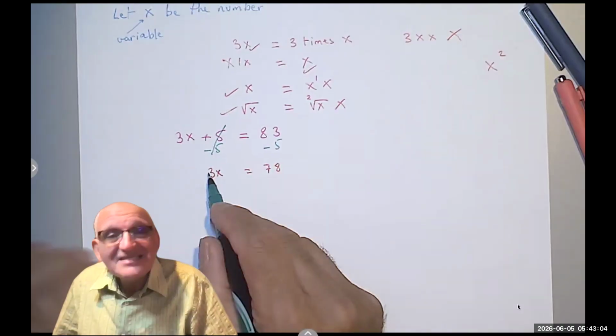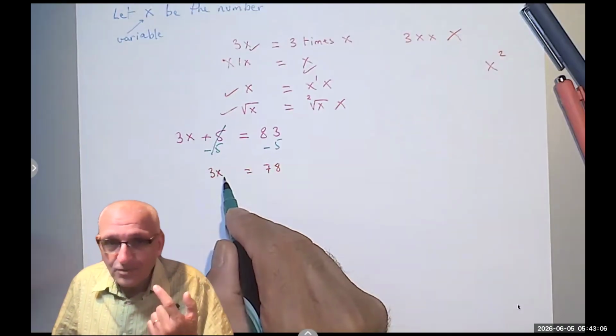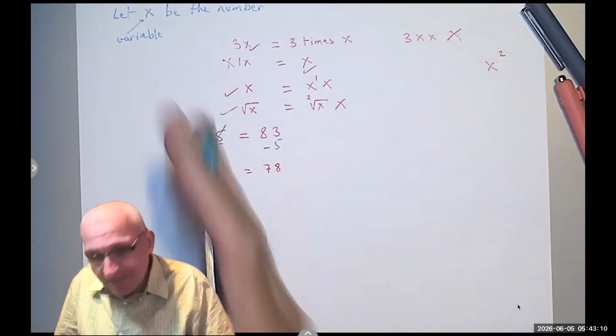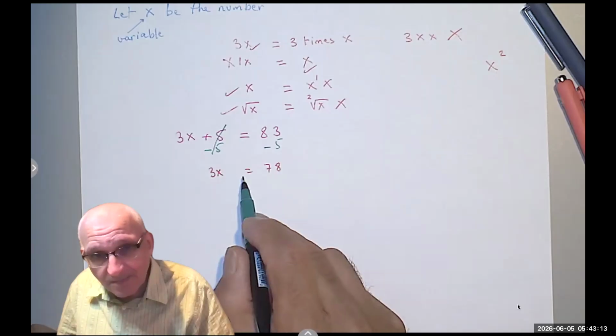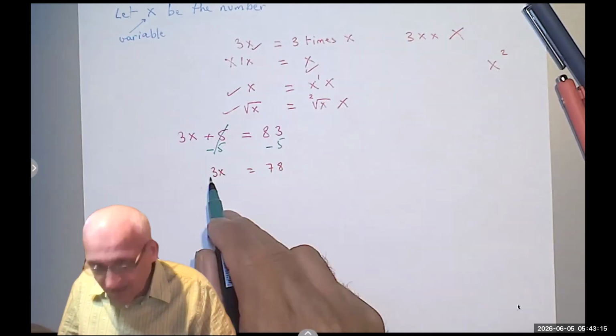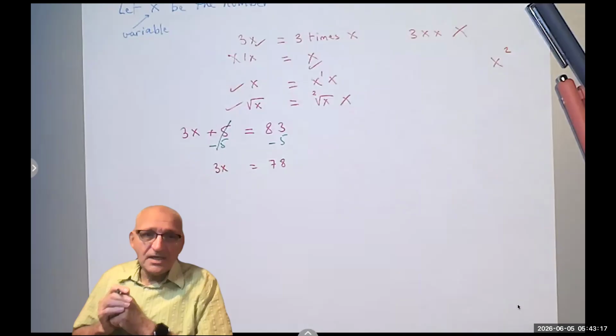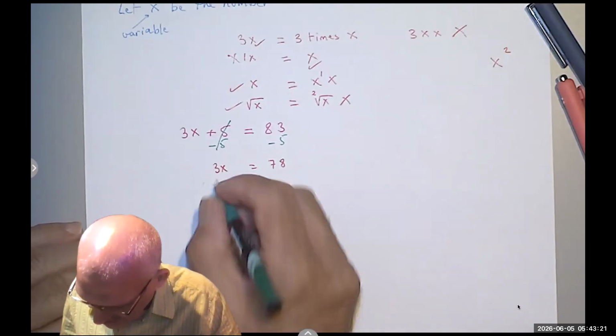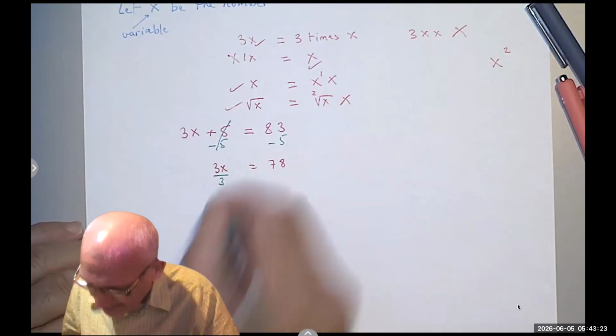Now, the 3 is multiplied by x. Remember, we don't write the multiplication sign. But when I don't see anything between the number and the variable, the constant and the variable, it means they are multiplied. And the opposite of multiplication, as you all know, is division. So I'm going to divide the left-hand side by 3.